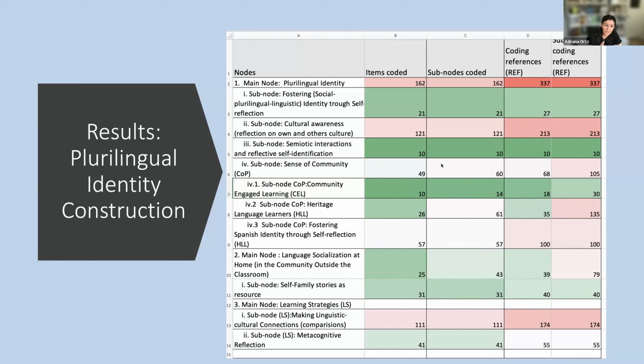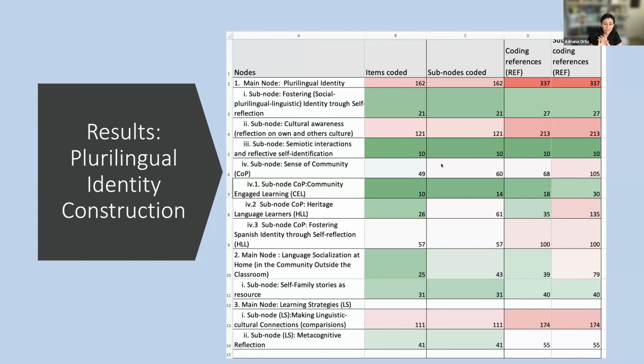Moving on to the main node, language socialization, the analysis also reflects learners' self-awareness about the role of the community outside of the classroom. We have 79 references, and 40 references for students who use family stories as resources, which manifest the connections with their roots. And then if we go quickly to learning strategies as a main node.